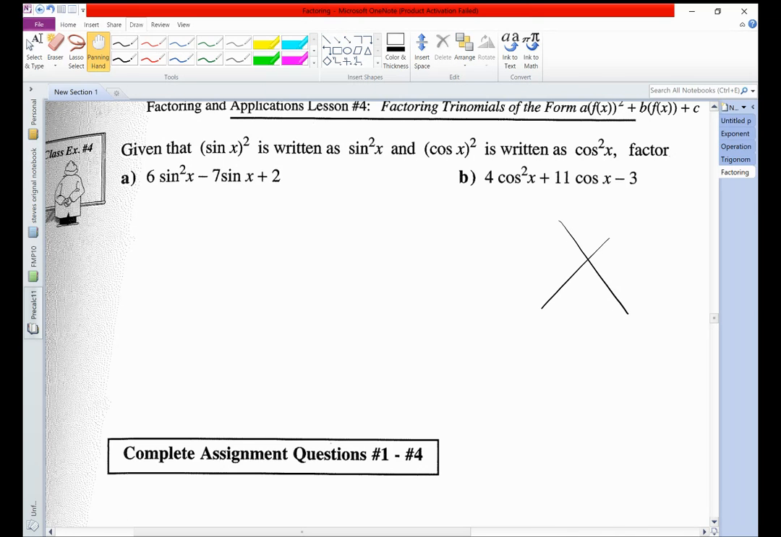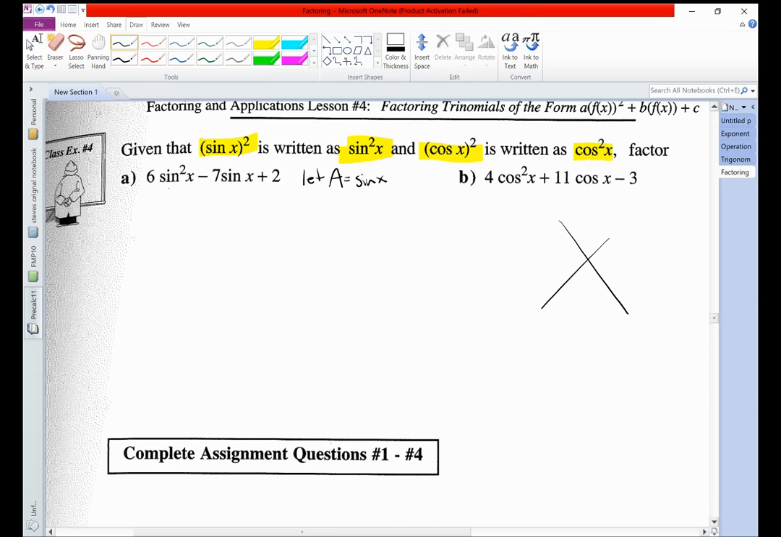Okay, so the next one says that given that sine of x squared is usually written as sine squared x, and cos of x squared is written as cos squared x, factor these ones out. So no longer are the terms in here just x or y. We have sine functions now. So what I like to do is say, I'm going to use my substitution method with this one. So let's use capital A is equal to sine of x.